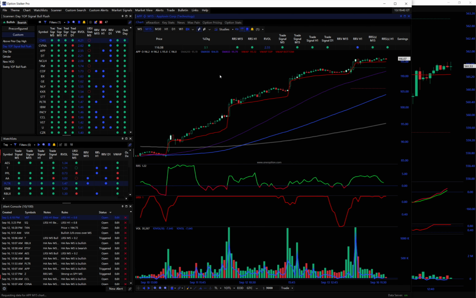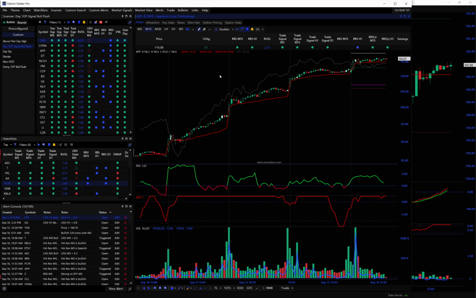Now let's take it down to an M15 basis, and this basically just confirms that hourly chart. You can see a really nice orderly move higher. Absolutely gorgeous stuff. So I'm very bullish on a 15-minute time frame.